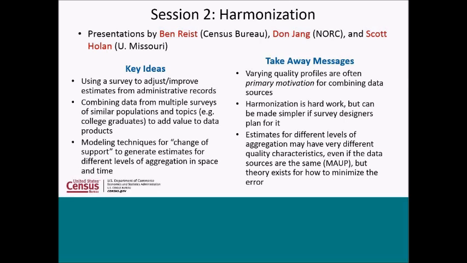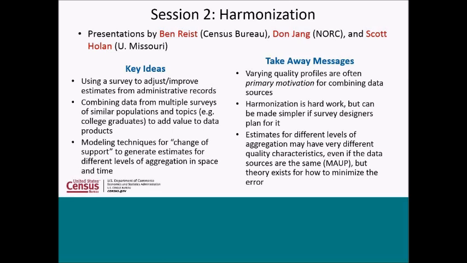Don talked about a lot of different issues that come up when you're combining data from multiple surveys dealing with similar populations and similar topics, for example, college graduates and degrees, to produce data products that add value when you combine. And he discussed a great many issues that come up when you're doing this combination. And Scott focused on modeling techniques for what he called the change of support problem to generate estimates for different levels of aggregation in space and time. So, for example, taking data collected in the American Community Survey to generate estimates for a 3-year time window, which are no longer being produced regularly by the Census Bureau.